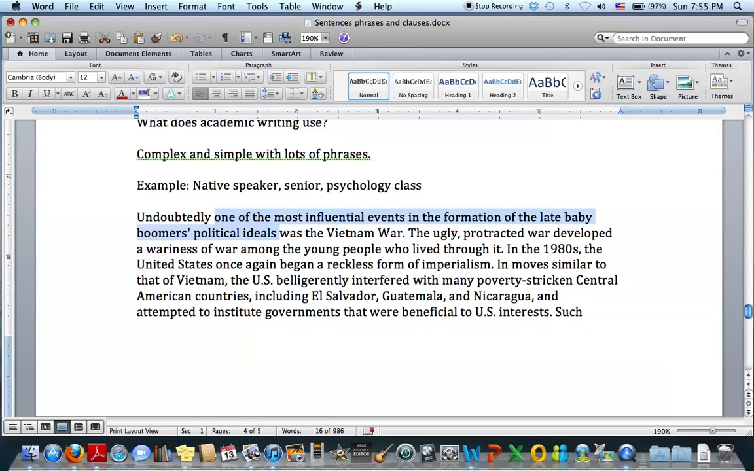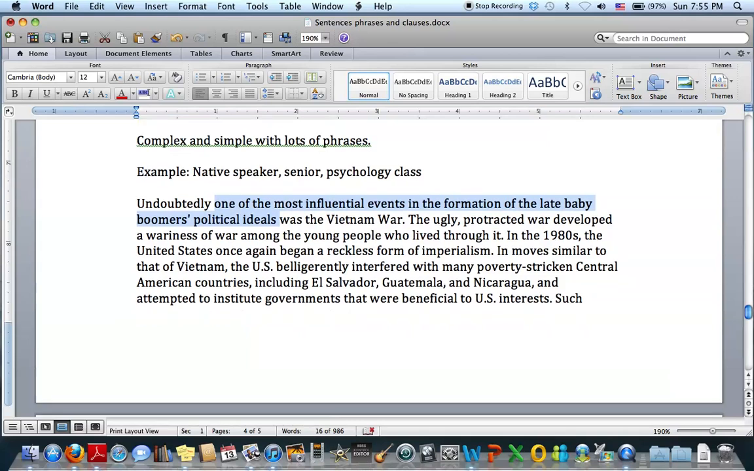Let's see here. We could take a look, add a few other things here too. I'm just going to go down to this sentence. Here we go: "In moves similar to that of Vietnam." This right here is an example of what is oftentimes called a prepositional phrase, but keep in mind, prepositional phrases typically serve as adverb phrases in a given sentence, and that's exactly what's going on right here.